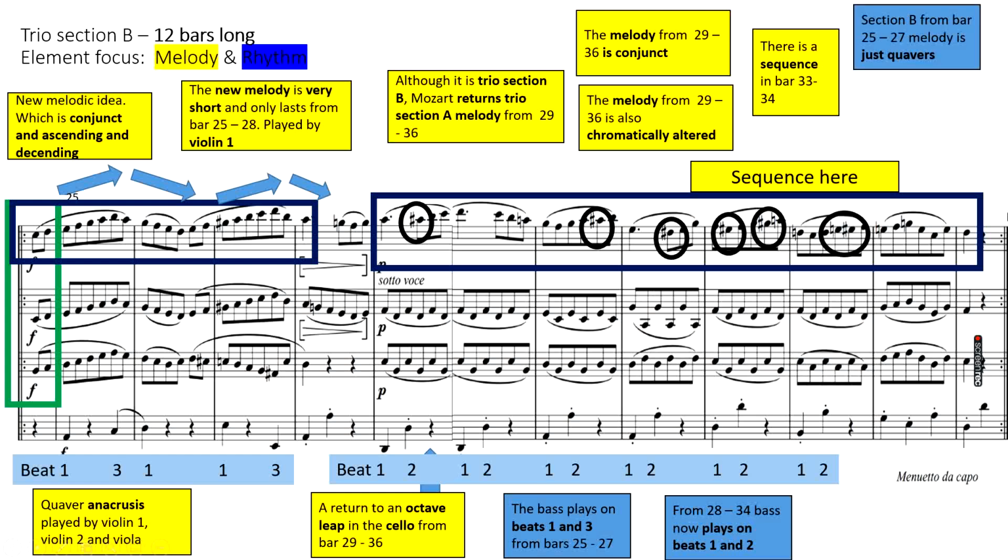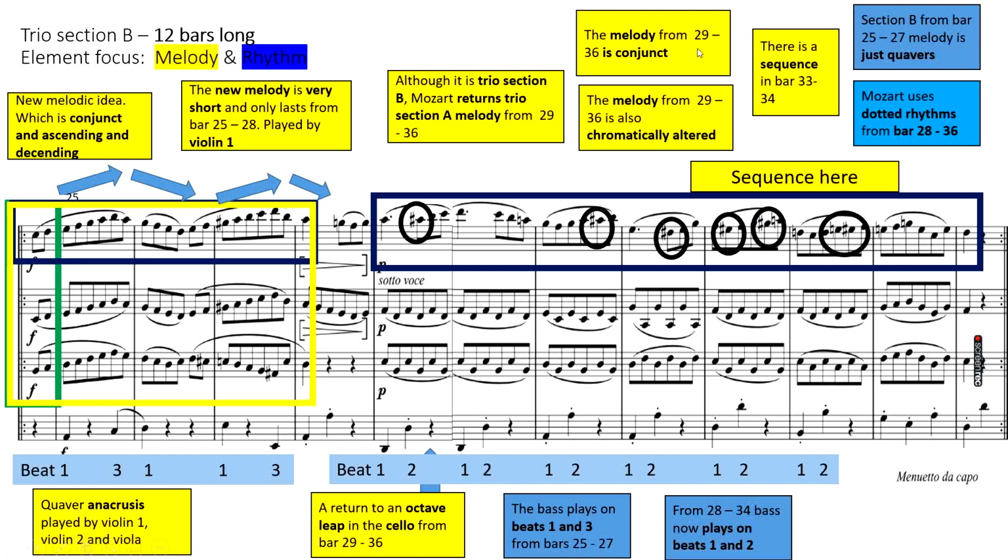Something else to note about the rhythm is section B, from bars 25 to 27, it's mainly quavers. So if you're looking here, where my cursor is, this is bar 25, 26 and 27. All Mozart is doing is he is mainly using quavers in this section. So this small little section is just quavers. And I've just put a box around it, the yellow box, to show that there's mainly quavers there. However, from bars 28 to 36, he's now using a bit more variety. So he's now using dotted rhythms, which I've just circled. So he's now got a bit more variety.